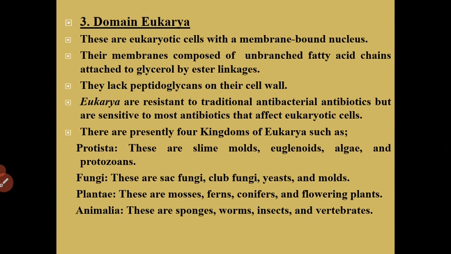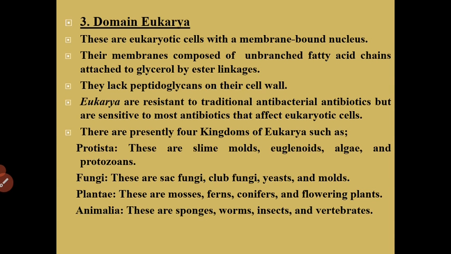Okay, next domain Eukarya. These are eukaryotic cells with a membrane-bound nucleus. Their membranes are composed of unbranched fatty acid chains attached to glycerol by ester linkage. See again over here. In bacteria, it's the same. In Eukarya, it's the same. They lack peptidoglycan in their cell wall. Eukarya are resistant to traditional antibacterial antibiotics but are sensitive to most antibiotics that affect eukaryotic cells.